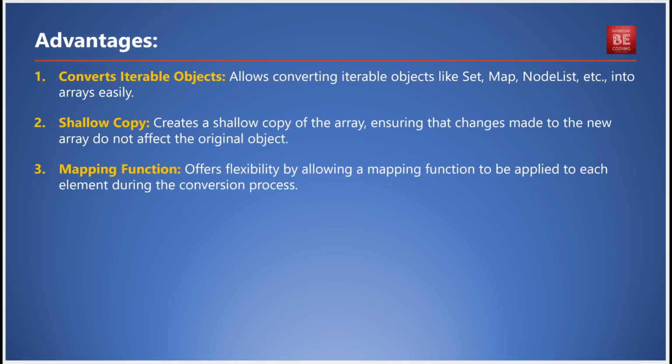There are several advantages to using Array.from. It can convert iterable objects like Set, Map, NodeList, and more into arrays with ease. It creates a shallow copy of the array, ensuring that changes made to the new array won't affect the original object. Moreover, it offers flexibility by allowing a mapping function to be applied to each element during the conversion process.